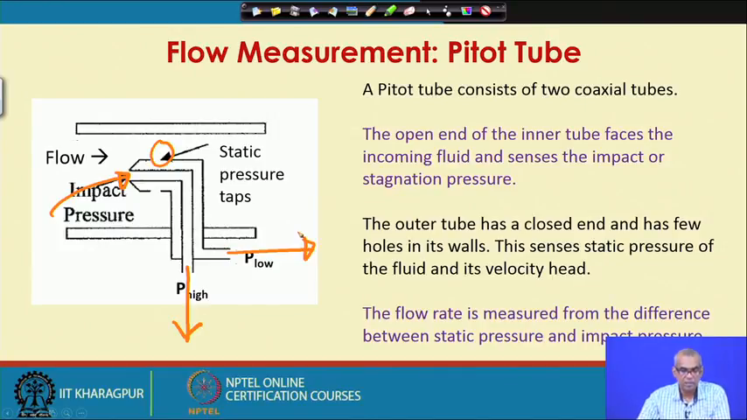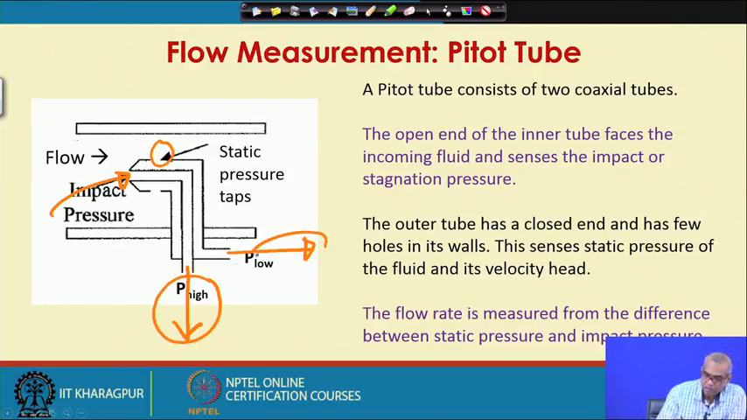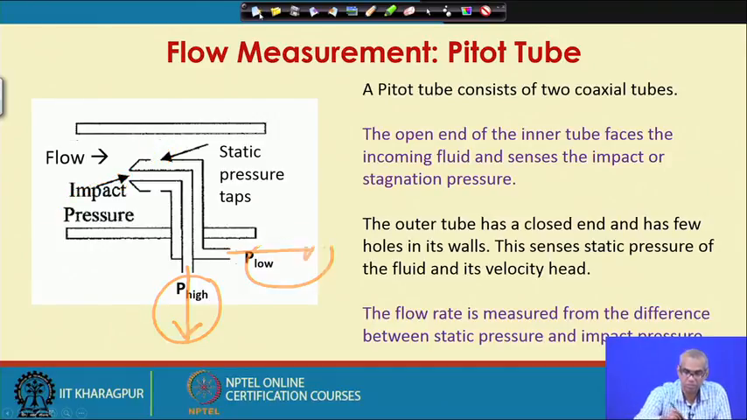So, basically you now have to attach this Pitot tube to a manometer or to a DP cell or to a pressure measuring instrument that measures differential pressure. So, the inner tube is the high pressure connection and the outer tube which measures static pressure, that is the lower pressure connection. The flow rate is measured from the difference between this impact pressure or the stagnation pressure and static pressure.